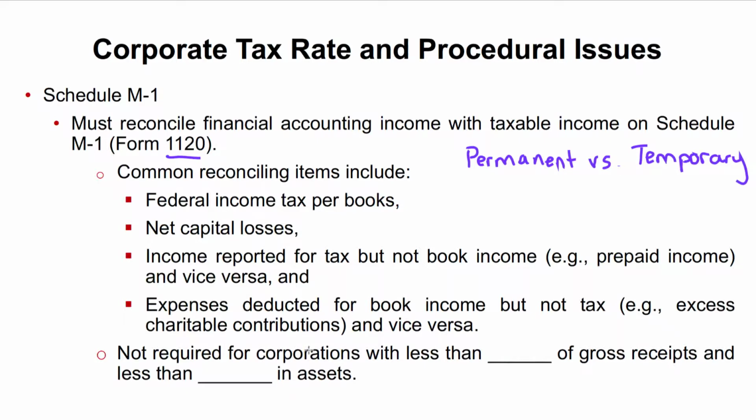Now, this is important. An M1 is not required for corporations with less than, and this changes, but right now, $250,000 of gross receipts and less than $250,000 in assets. So if you have less than both of those numbers, gross receipts and total assets, then you do not have to file an M1. That's not many corporations. Most have one of those that's $250,000 or more. So that means pretty much all corporations must file Schedule M1, at a minimum. We're going to talk about M3 in a moment.